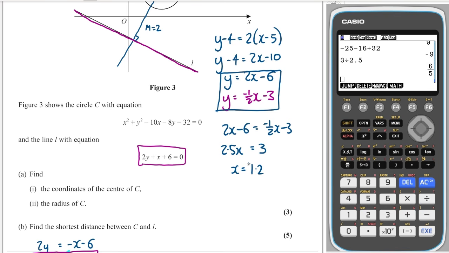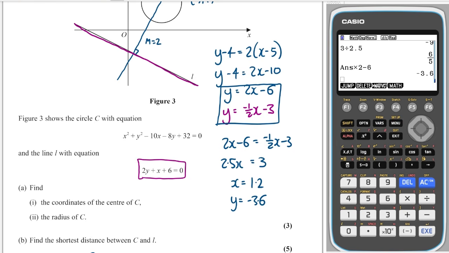And the y value I can sub back into either of those two. Let's sub it back into the top one. So 1.2 doubled, and then minus 6. And that gives me minus 3.6.